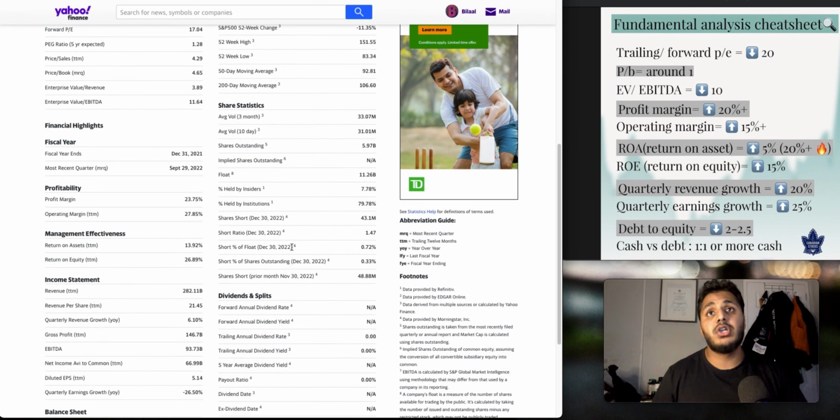And we want a profit margin of 20% plus. Now a profit margin is profit from the revenue of the company. This is its earnings, how much profitability it has, and we see Google is at 23.75%, so it exceeds what we want. So that's a check mark.